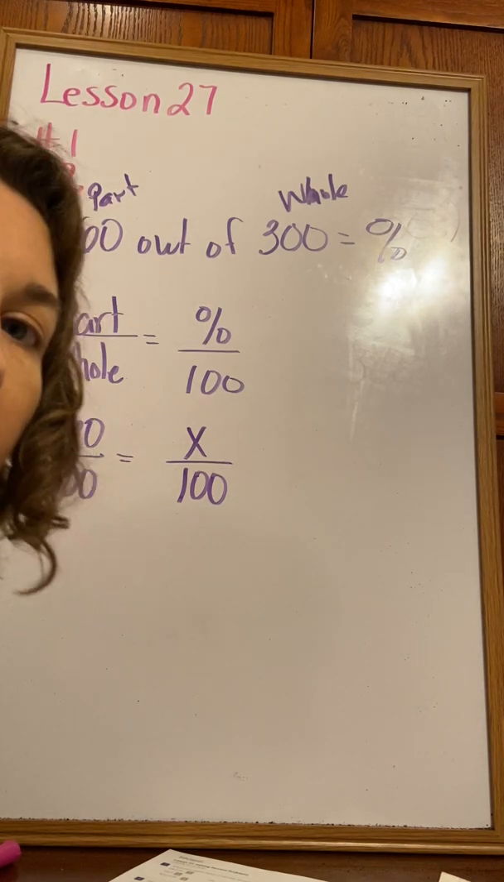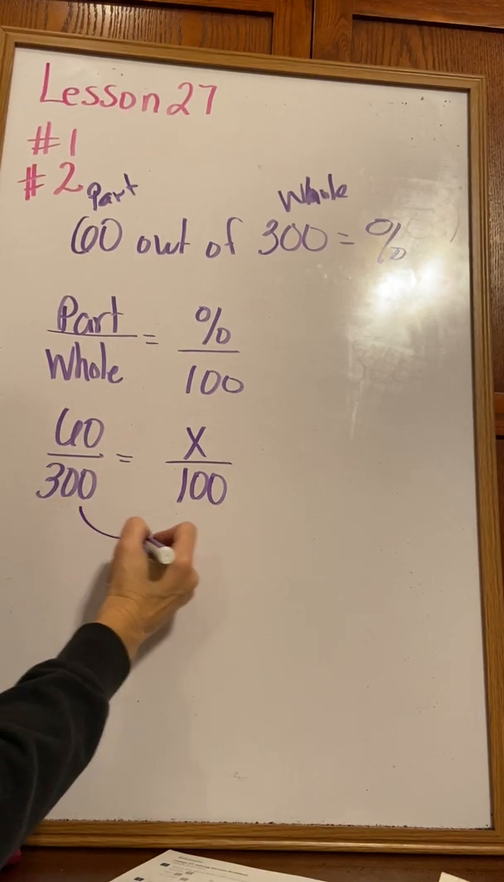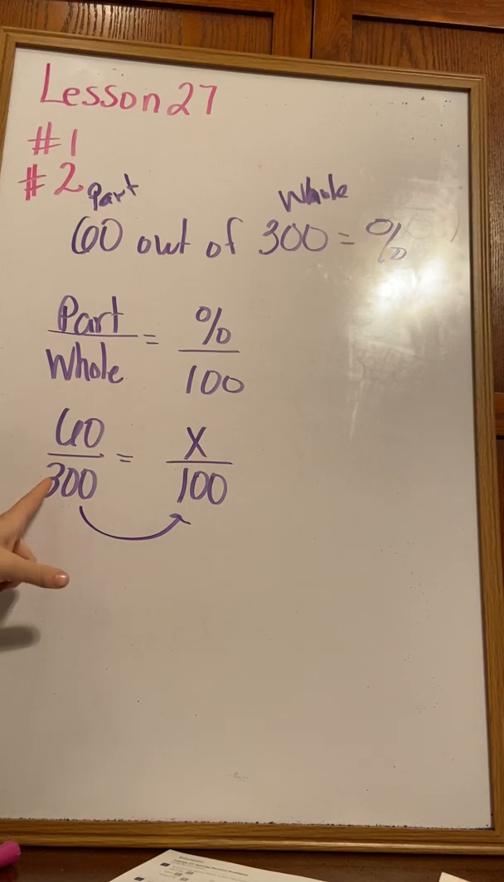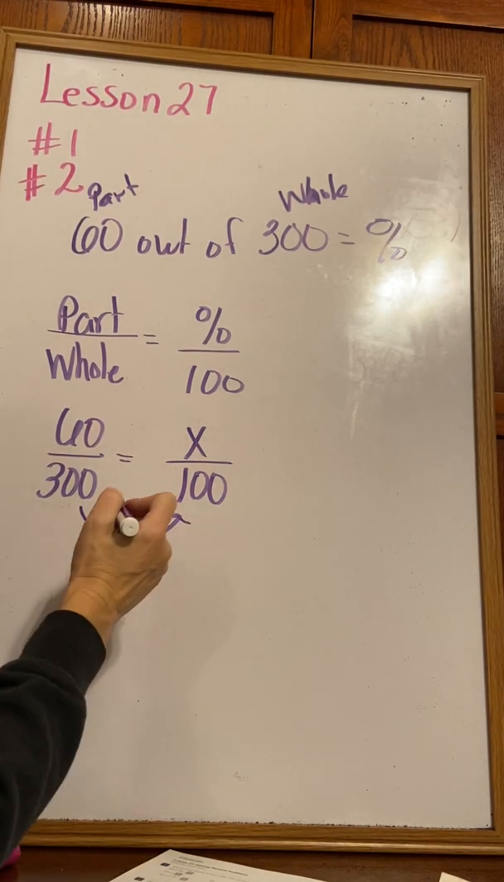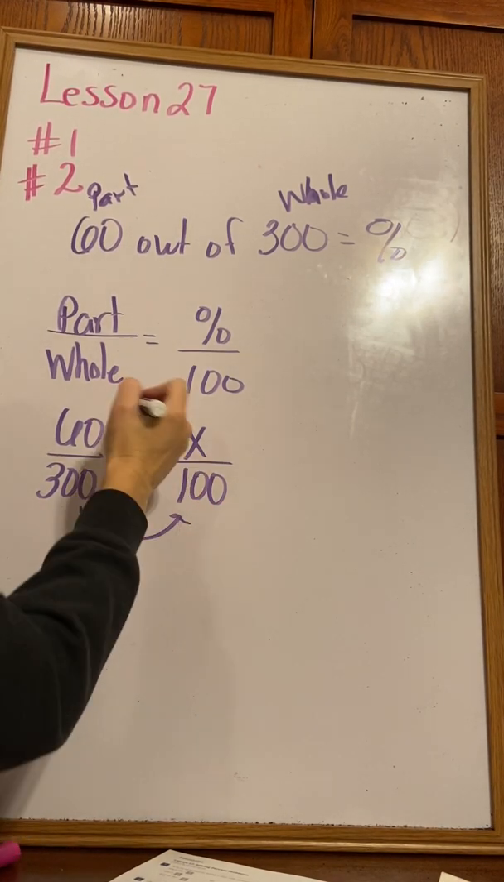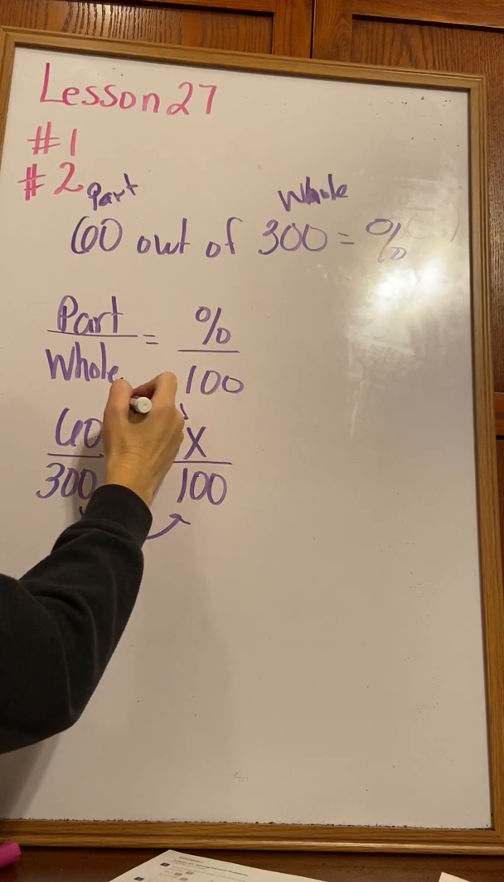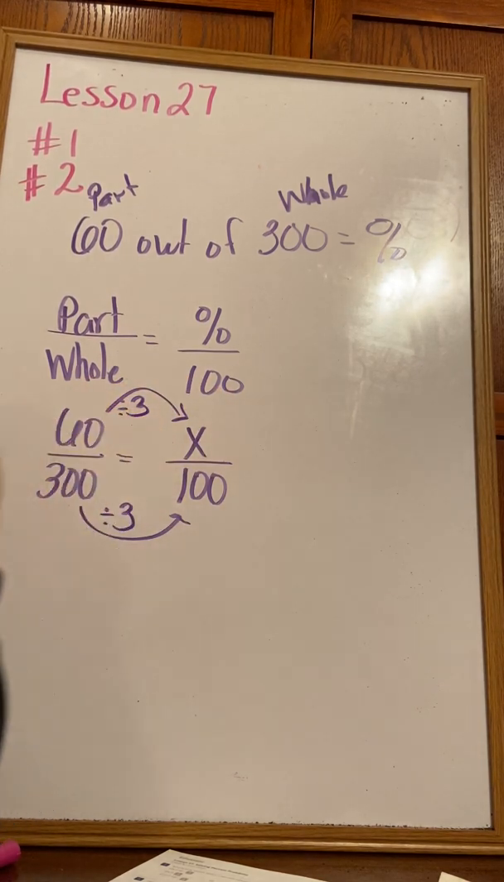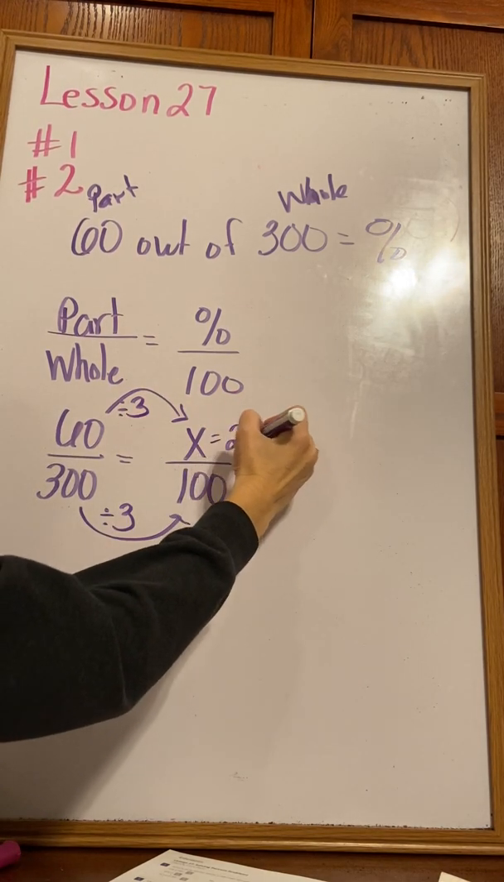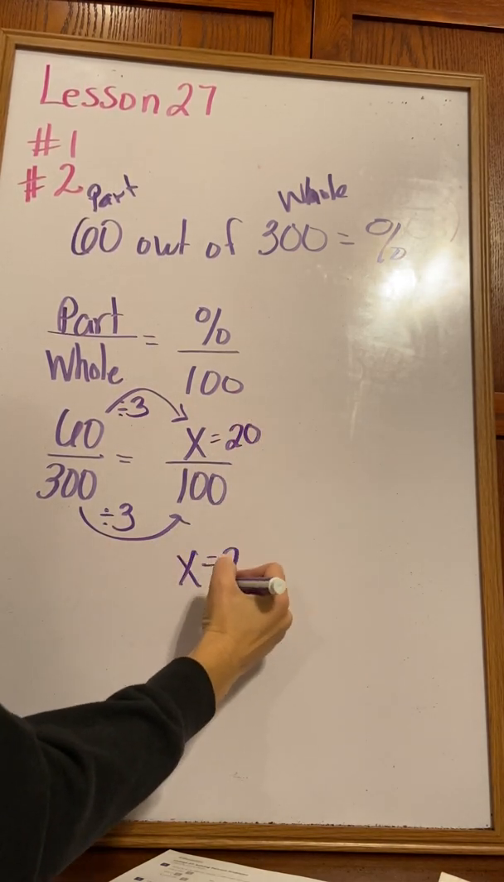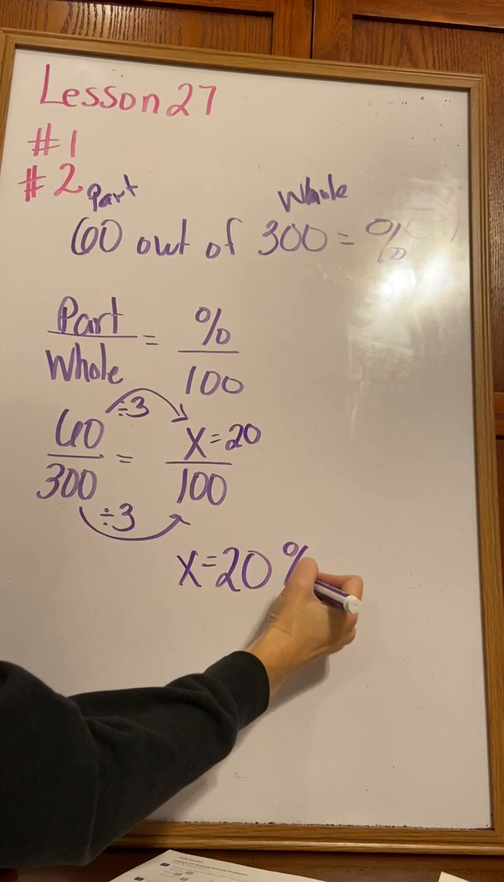Can we take the shortcut? Can we solve this using a proportion? I think we can. How can we get from 300 to 100? You can divide by 3. Whatever you do to the bottom, you must do to the top. 60 divided by 3 is 20. So our mystery number is 20. That's going to be 20%.